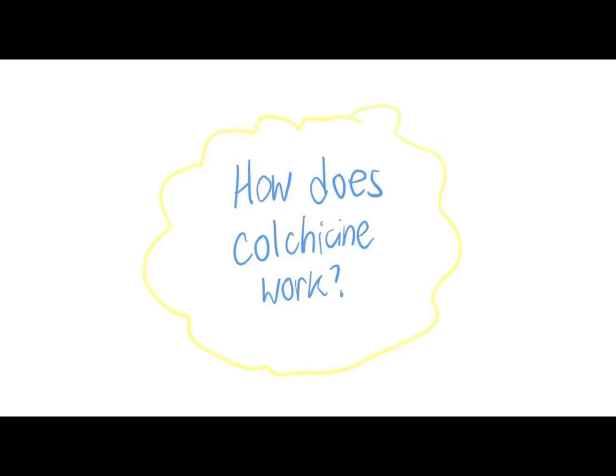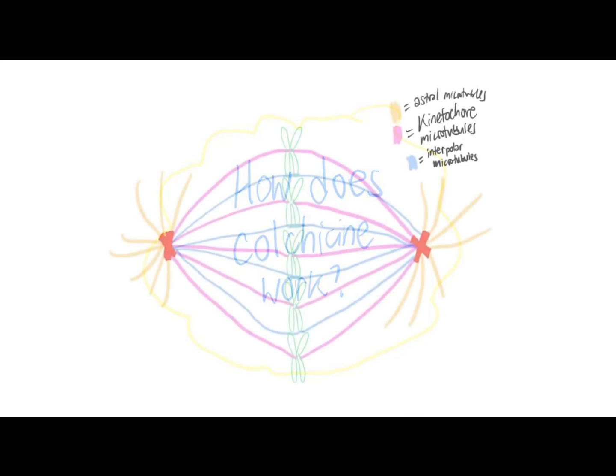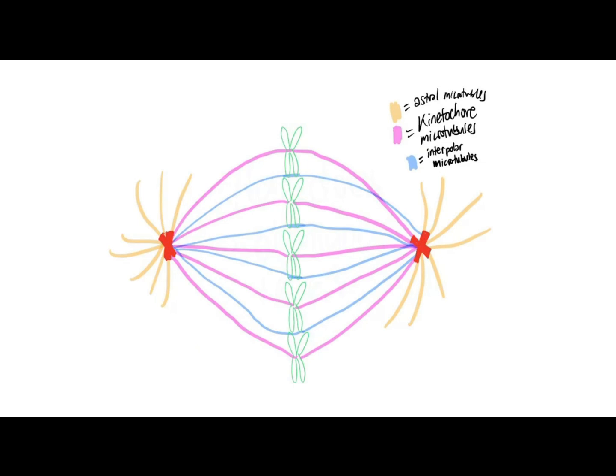How does colchicine work? Let's zoom into a cell. Normally in mitosis, these structures called microtubules, specifically kinetochore microtubules, attach to chromosomes via the kinetochore proteins to align them in the middle during metaphase and pull the sister chromatids apart during anaphase. Colchicine works by blocking these microtubules from forming, thereby disrupting mitosis.